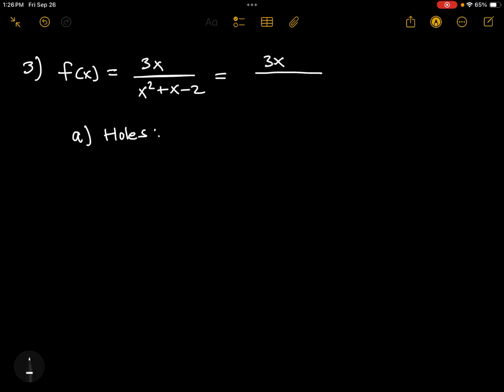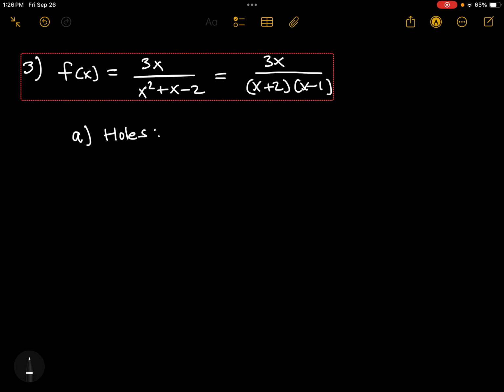So over here, my numerator, I can't really do anything. And then factor the denominator. So this is just simply x plus 2, x minus 1. And then after you factor it, notice or try to decide if there's anything that you can cancel. And there's no common factors that I can cancel. If that is the case, then you can just simply say none. Okay, so there are no holes, nothing really canceled out.